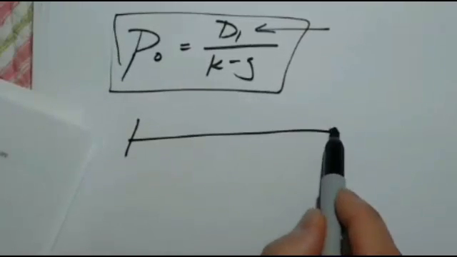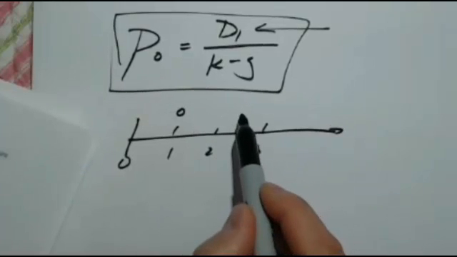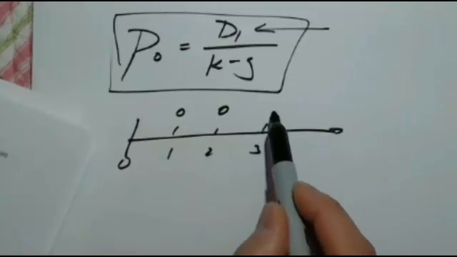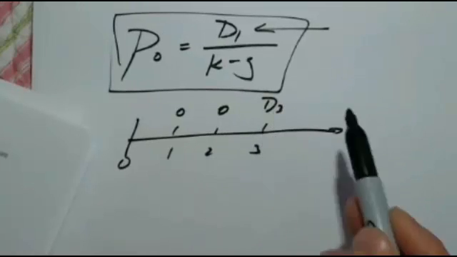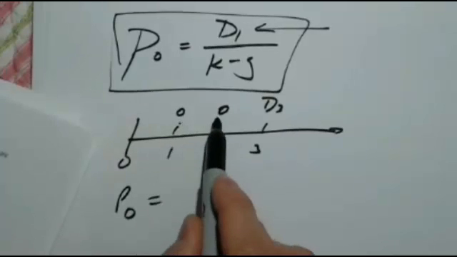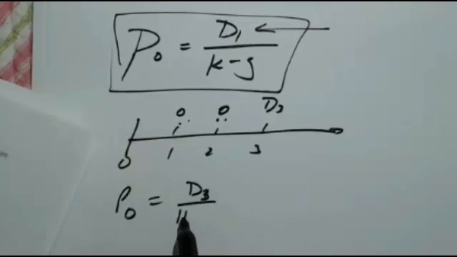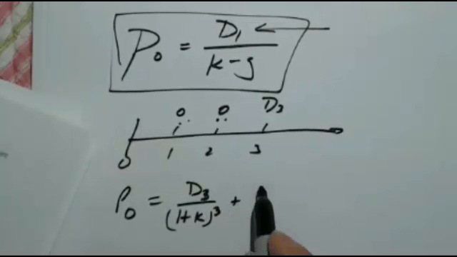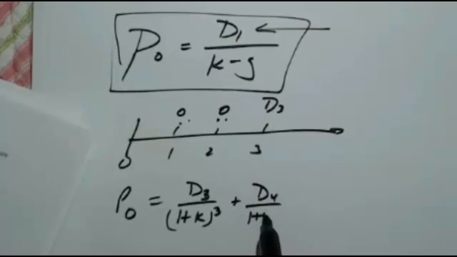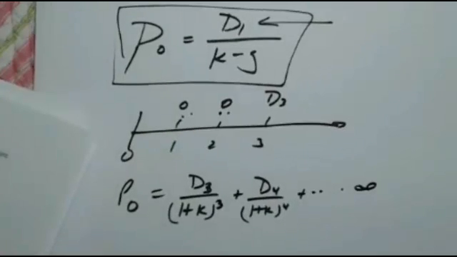Because you just draw a timeline here. Say no dividend in time 0, in time 1, no dividend in time 2. Well, maybe there'll be a dividend in period 3. So the price today of the stock will be 0 plus 0 plus the dividend in period 3 discounted back 3 periods. The dividend in period 4 discounted back 4 periods, off to infinity. So you technically don't have to have dividends today for the dividend discount model to work.